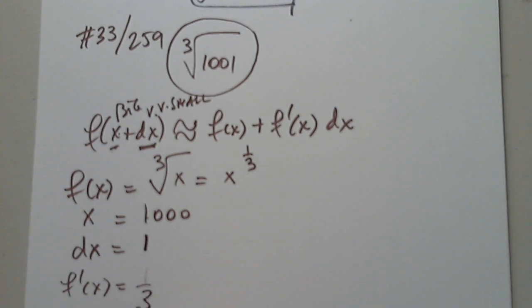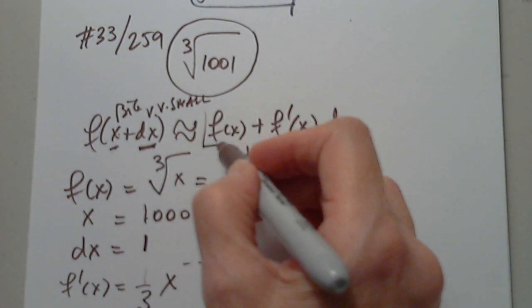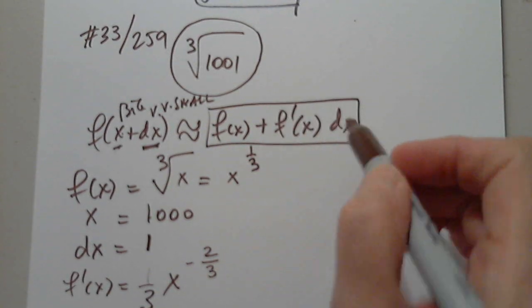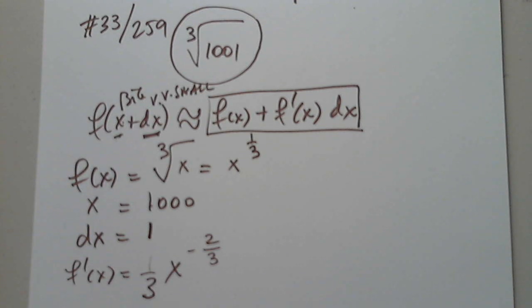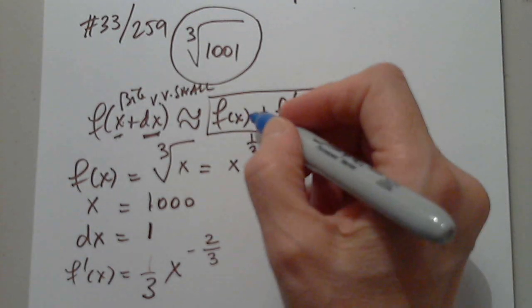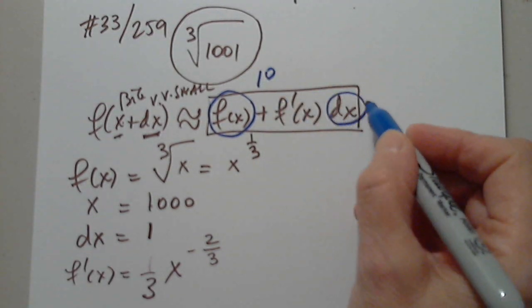I bring down 1/3. x to 1/3 minus 1 is negative 2/3. And now I can fill this in with exactly what I have here. So if x is 1,000, how much will be f of x? If x is 1,000, how much is f of x? Just 10. That's it. This piece is 10. You already told me that dx is 1.